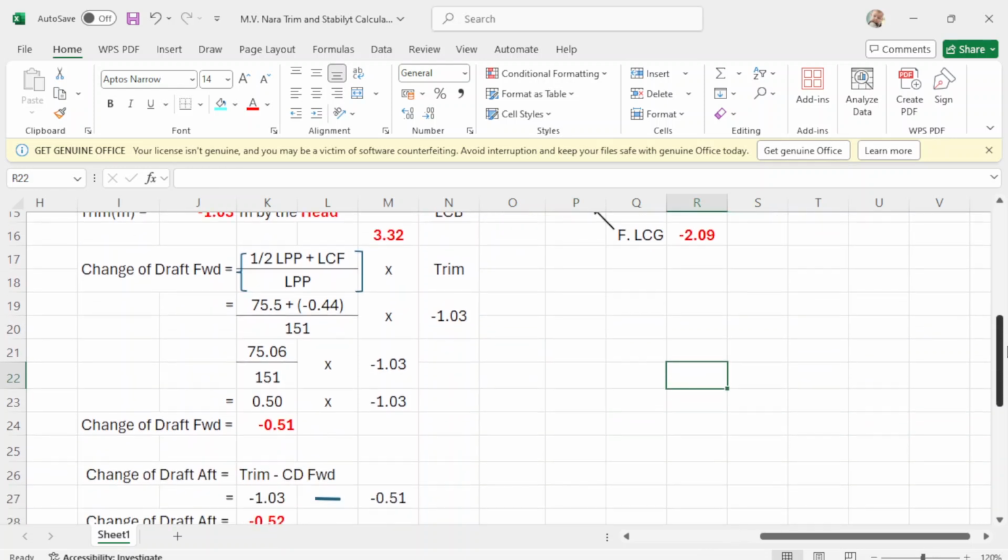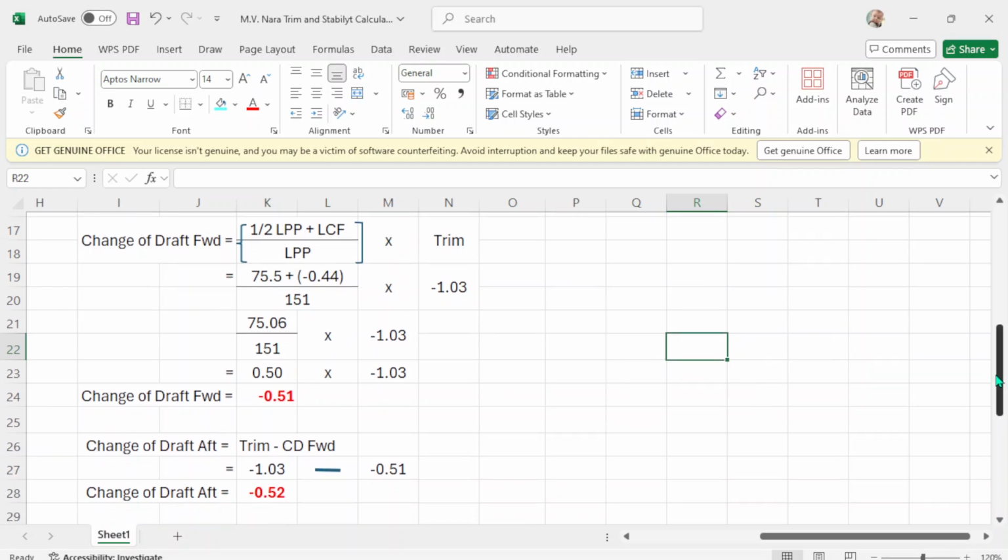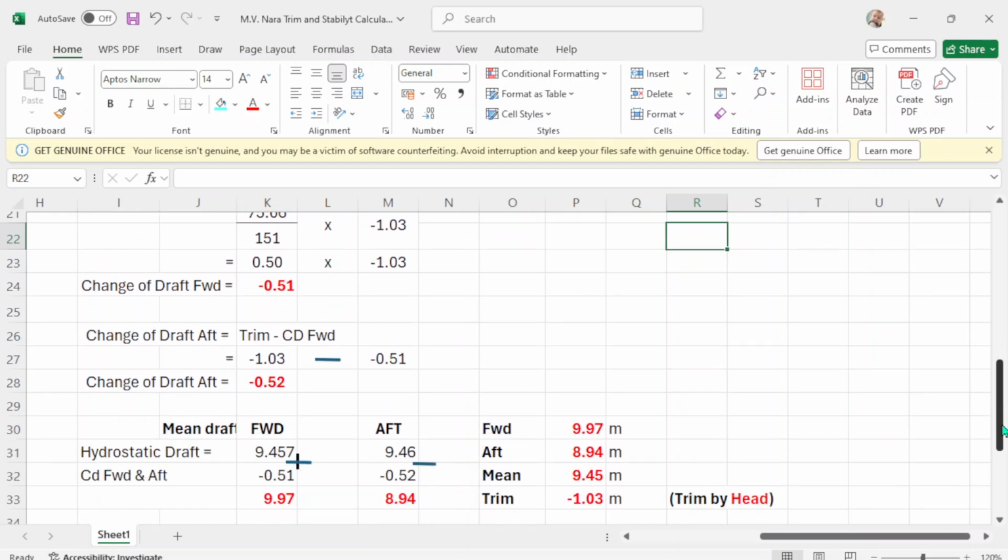Then you have already your change of drop forward, then you will look for change of drop up. The formula is the trim minus change of drop forward. So your trim is negative 1.03 minus your change of drop forward, which is negative 0.51, and change of drop up will be negative 0.52. Okay, 0.52. Then you apply now the equation to get your forward and up drop.